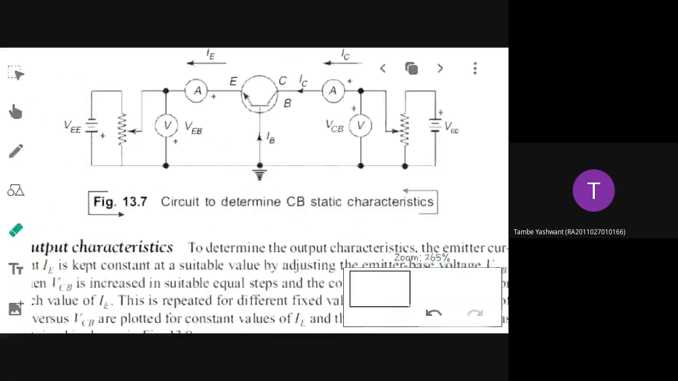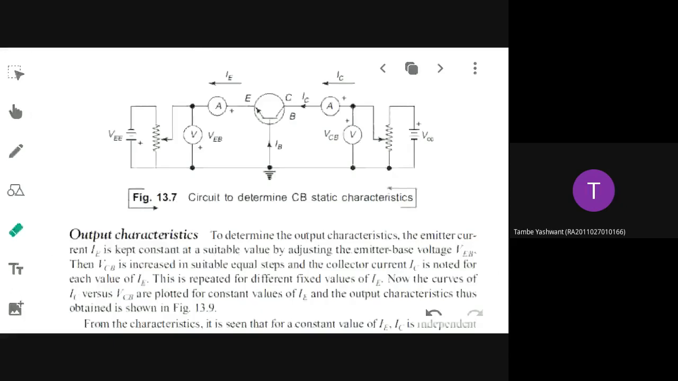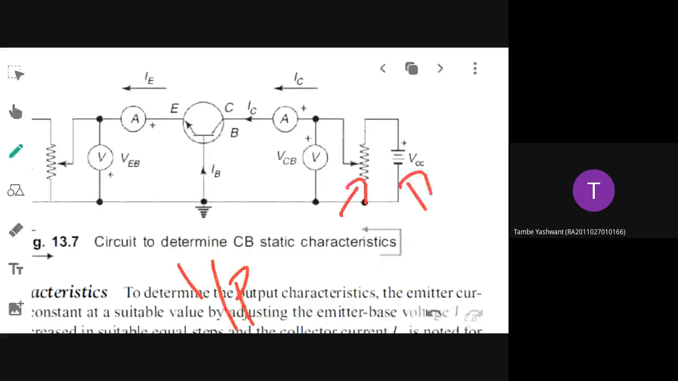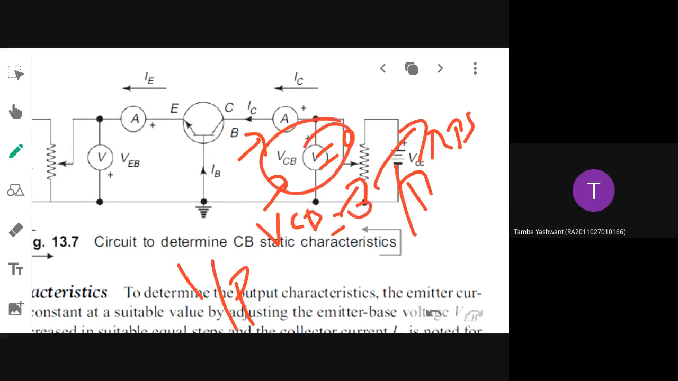Right. First, let us discuss what will happen if I want to draw the input characteristics. So I am going to keep the output side constant. There is a voltage source here which is made variable with the help of a potentiometer, the RPS. If I vary this, I can change the collector current and the CB voltage. Initially I want to keep VCB at 0, so I will vary this RPS and keep VCB at 0. Then I will not disturb the output side.